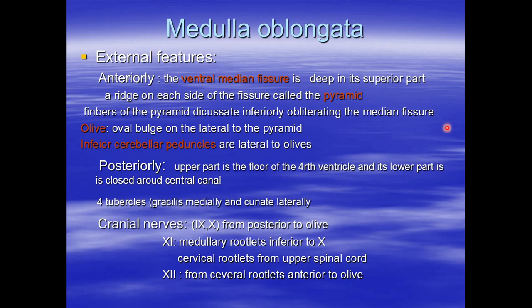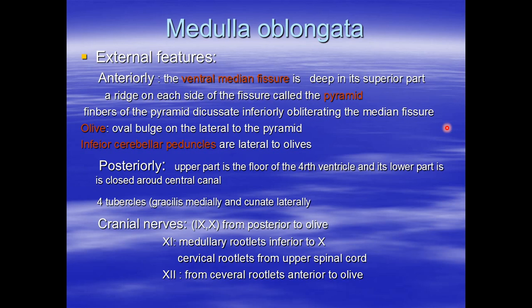The fibers of the pyramids will decussate, will cross from the right side to the left side, and from the left side to the right side, at the inferior aspect, obliterating the median fissure. So the median fissure, you see it in the upper part, but you don't see it in the lower part. And then lateral to the pyramid, we have an oval bulging structure called the olive, and the inferior cerebellar peduncle is lateral to the olive. So you have the ventral median fissure, then the pyramid, then the olive, then the inferior cerebellar peduncle.